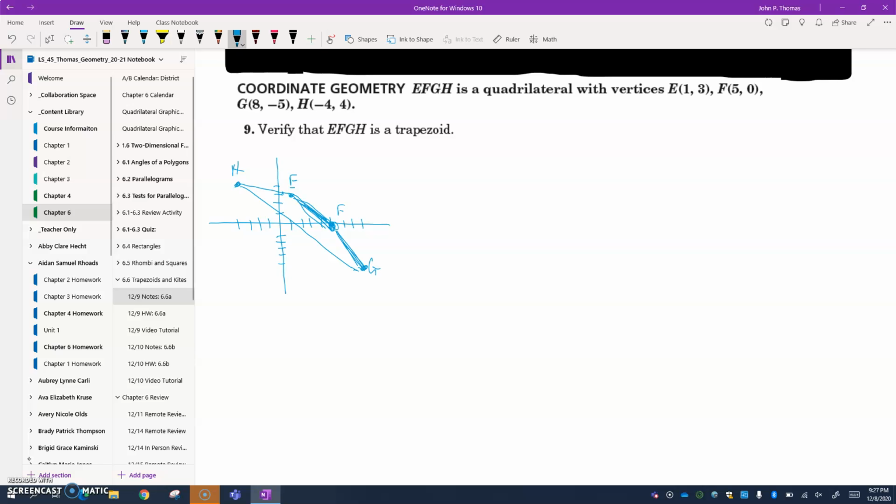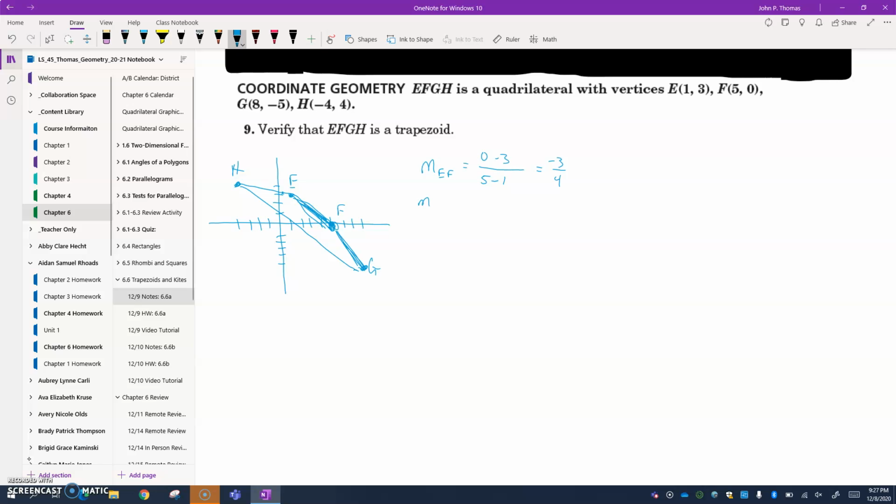Now, to be honest with this one, I typically would be looking at this from a perspective of what shape is it, not just is it a trapezoid. So I would still start the same way that I always have before, which is with the slopes. I'm going to do EF first. So EF, I have 0 minus 3 on top, and I have 5 minus 1 on bottom, which is going to give me a -3 over 4.